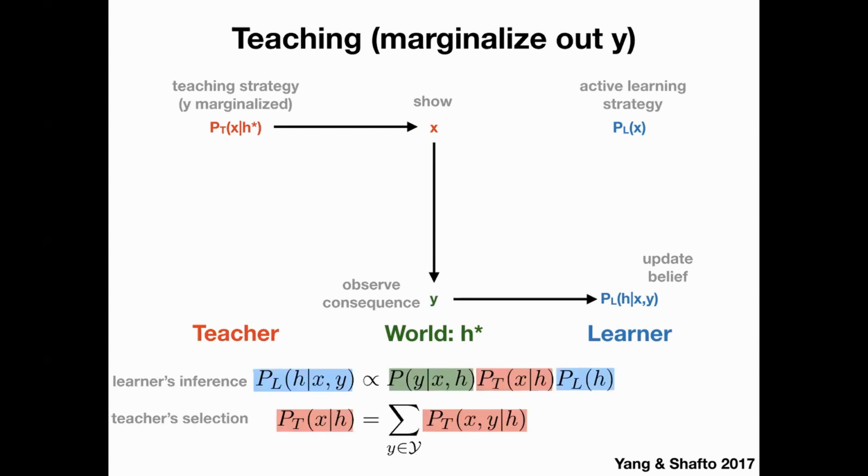In terms of the equations, the learner's inference equation now has an additional green term, which is the likelihood of observing Y from the world. This replaces the Y, which used to be provided by the teacher in the red term. The teacher selection is simply the previous equation with Y marginalized out.